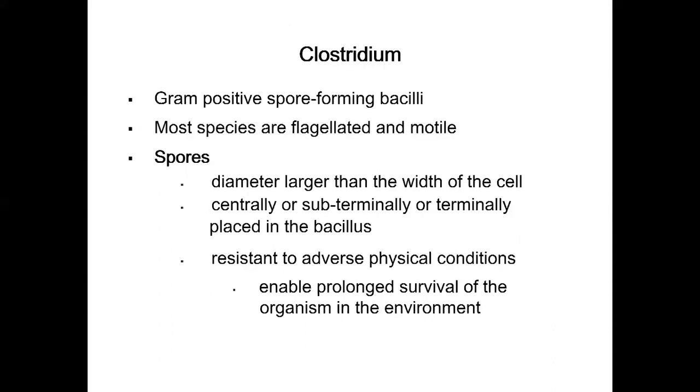So with that introduction, we can start on some of these organisms that are strict anaerobes. And we mentioned them when we were classifying and giving examples. The one genus there we mentioned as Clostridium. And it consists of gram-positive spore-forming bacilli. And most species in that genus are flagellated and motile. Most, that means there are exceptions. Some of them are not, but most of them are motile because they have flagellum.